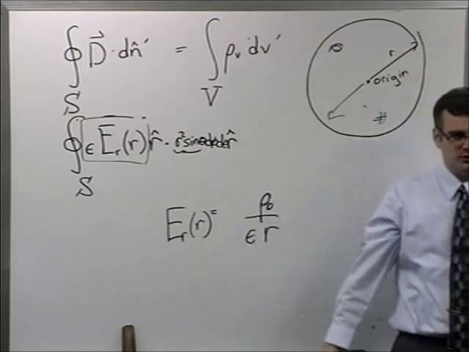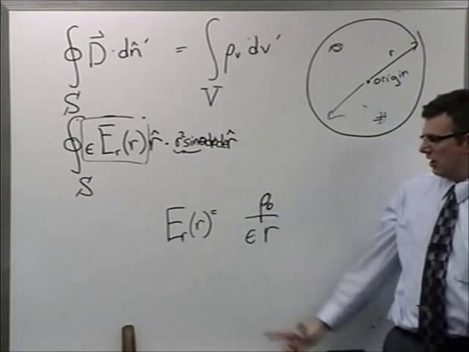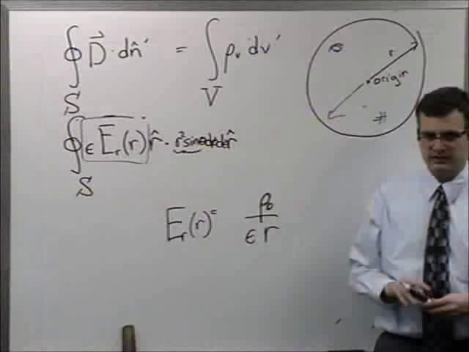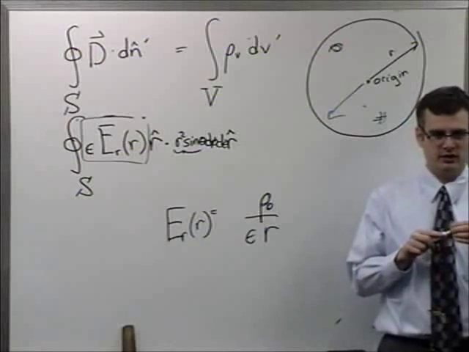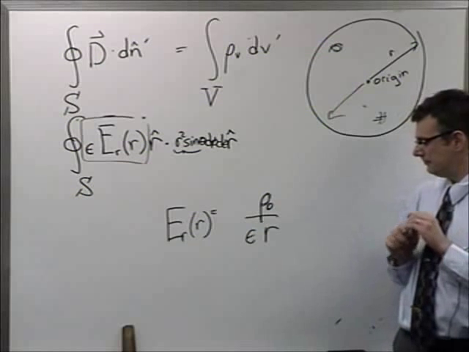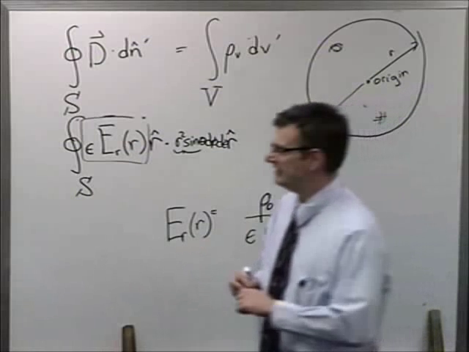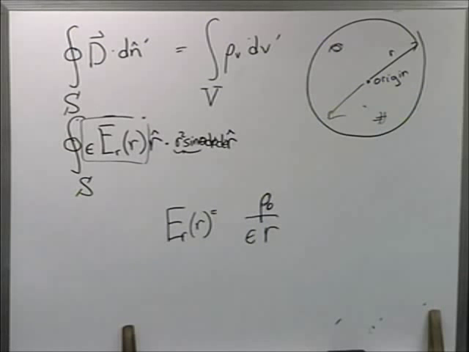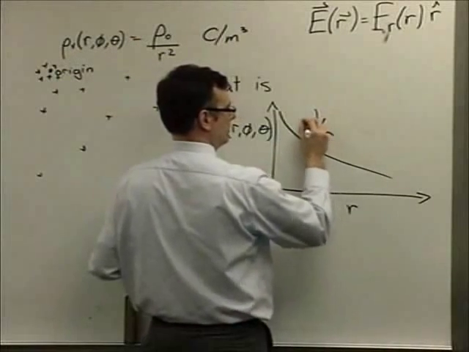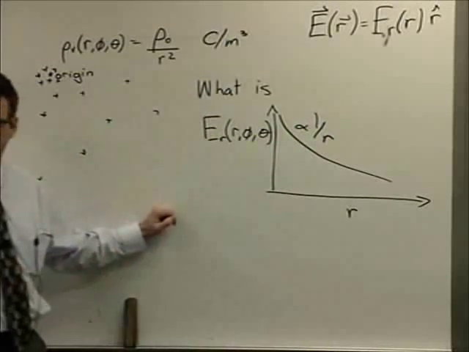Look how easy that was with Gauss's law. Our E field has a radial component in the r hat direction that falls off as 1 over r. So in the test, I'd go back over here and sketch this to be like this. A lot of times, I think this is a problem when I gave it on the test, I said, just sketch and label. 1 over r, so it should look proportional to that, like that.